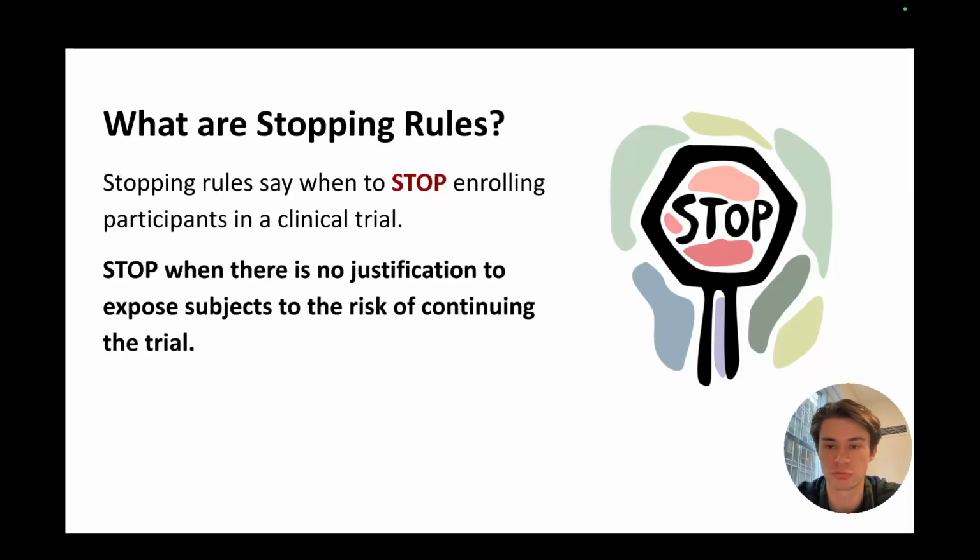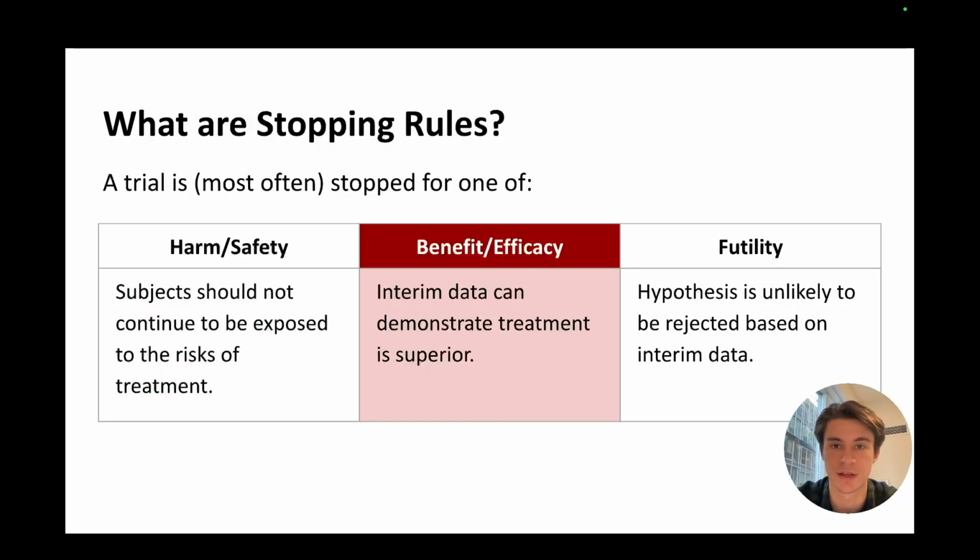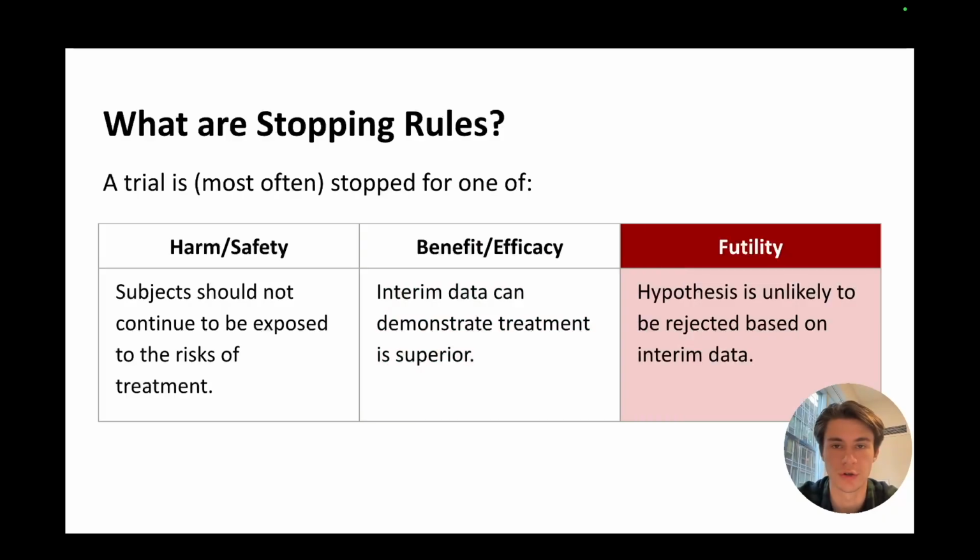We would stop enrolling participants when there's no longer any justification to expose them to the risks of continuing the trial. Most often, a trial will be stopped for one of the following 3 reasons. First, for harm. We've already found that the treatment is harmful to the subjects in the trial, and we conclude that they should not continue to be exposed to the risks that the treatment poses. Next, for benefit or efficacy. From the interim data, we've already seen that the treatment is superior to the control or the standard of care in the trial.